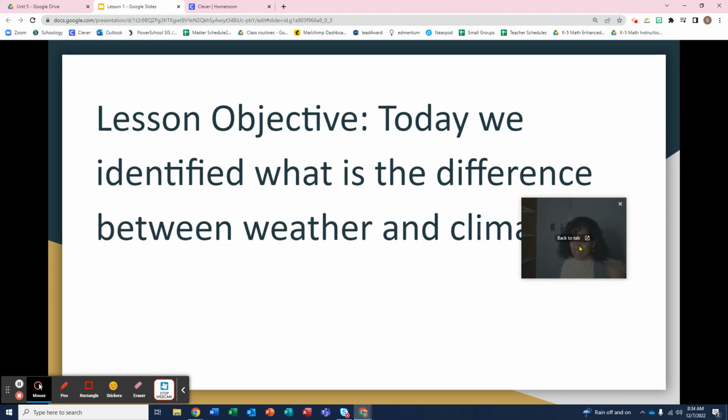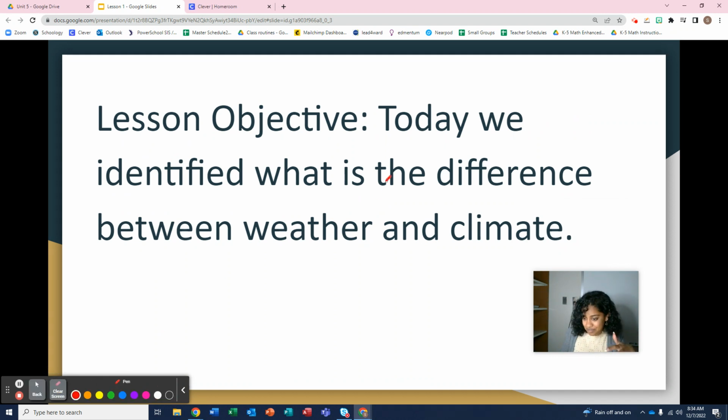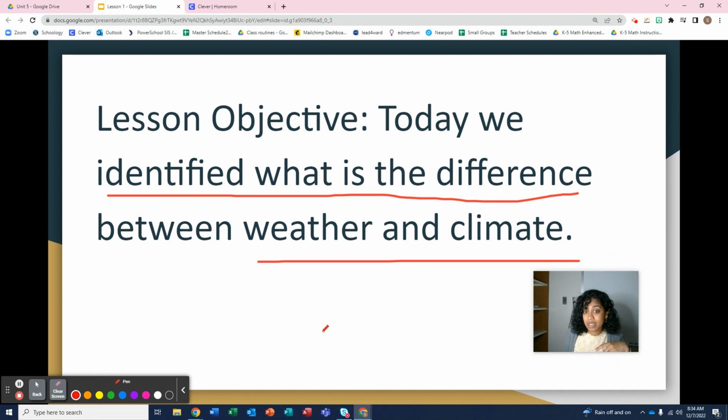All right. Let's go over our lesson objective. Our lesson objective for today's lesson was: today we identified what the difference between weather and climate was.